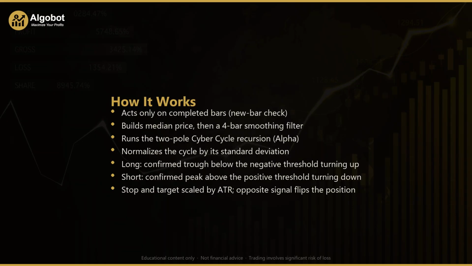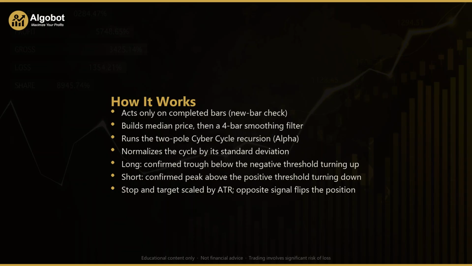Let's walk through the mechanics step by step. First, the strategy only acts on completed bars. It uses a new bar check, so it waits patiently until a candle has fully closed before doing any calculation. This avoids reacting to the noise of a bar that is still forming. On each new bar, the EA rebuilds its picture of the market. It starts from the median price of each candle, the average of the high and the low. That series is passed through a 4-bar smoothing filter to gently reduce noise.